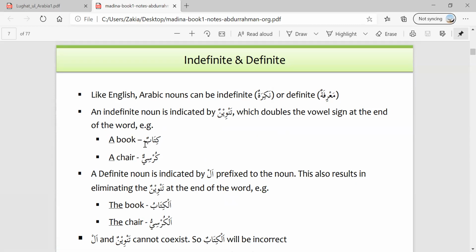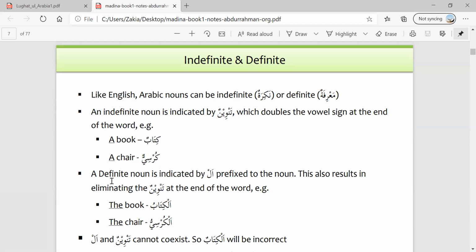So kitabun. So instead of saying kitabu, which is one vowel, if we have a double vowel, we put on the end an n sound, noon. Kitabun, kursiyun. Okay, instead of saying kursi and kitabu, because it is doubled. And that is a book and a chair. So this is nakira, indefinite, because we are talking about a book, okay? One of a kind, a book and a chair.